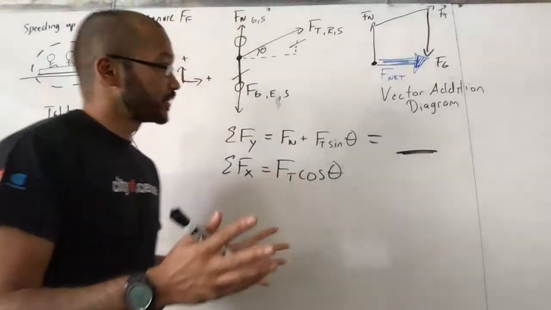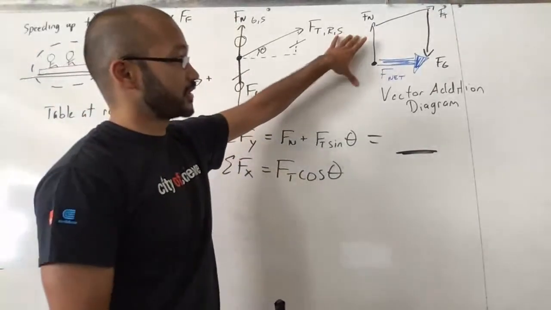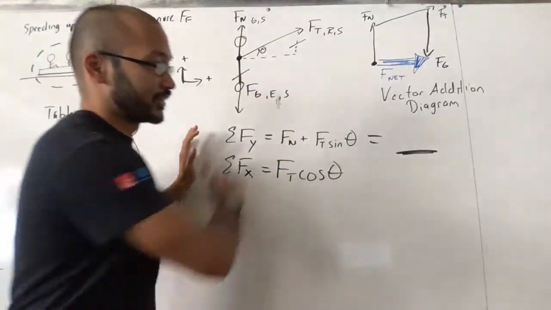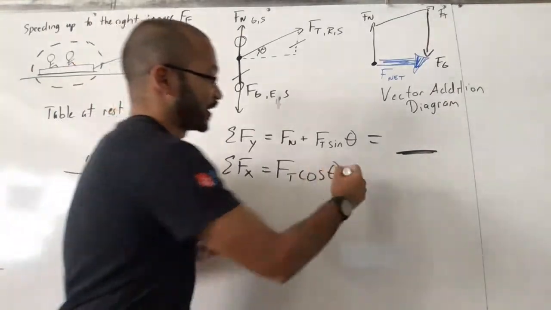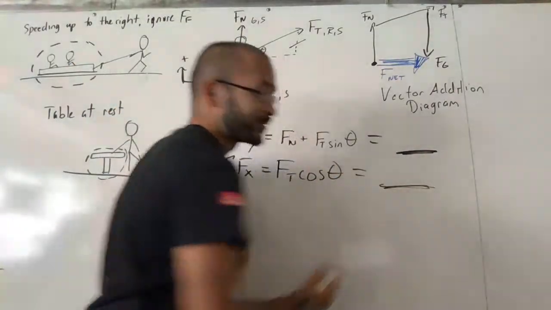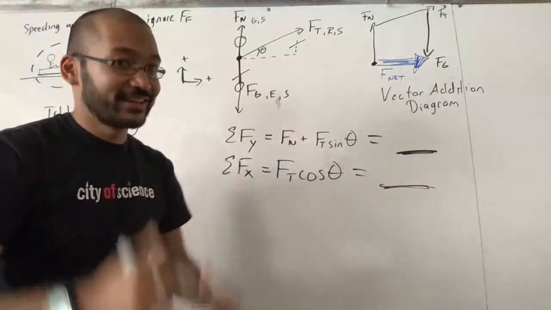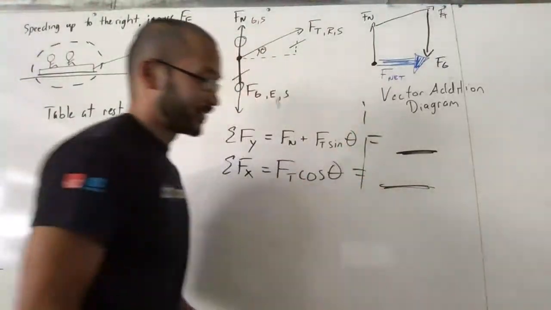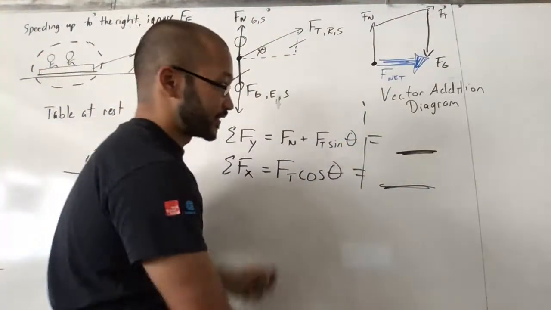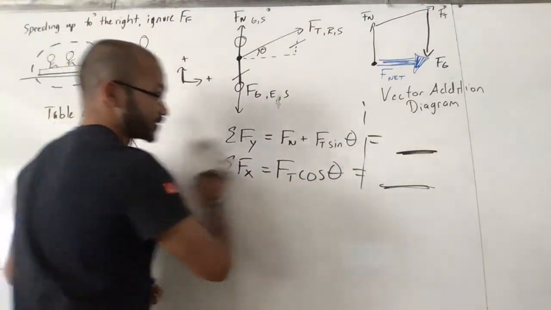Okay, so those are the two representations. There's the vector addition diagram, and then there's the sum of forces equation. And we haven't talked about what the other side of the equation is, but I want you to just keep in mind there is another half to that equation. All right, so that was the first example. Second example, if you didn't try it yet, try it.